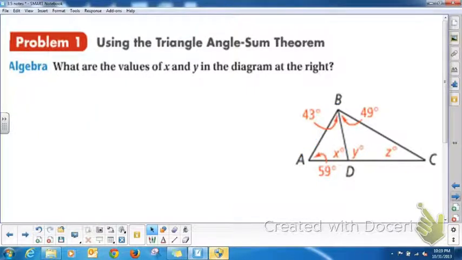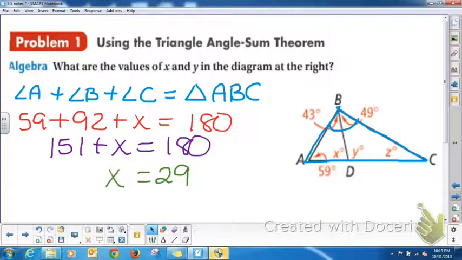Now let's move on to z. Angle Z is the third angle of this larger triangle, ABC. Angle A is 59 degrees. Angle B is both of these angles put together, 43 and 49, and then angle Z. So set up a similar equation to the one we just used to solve for the value of Z.